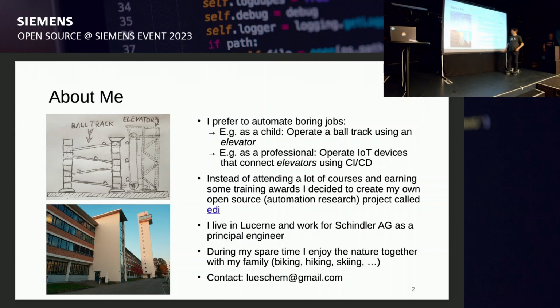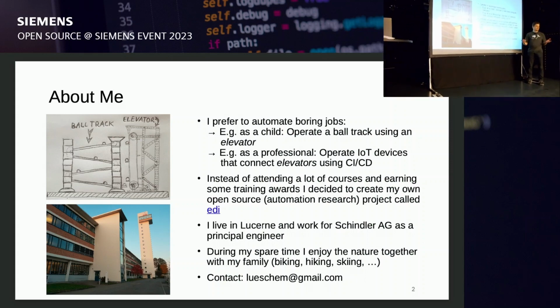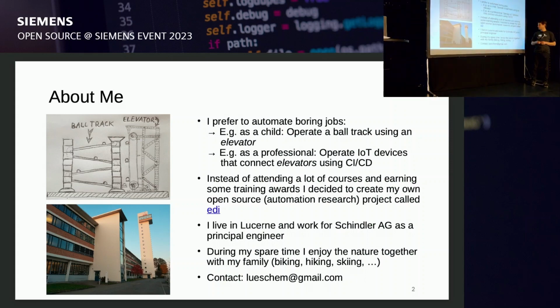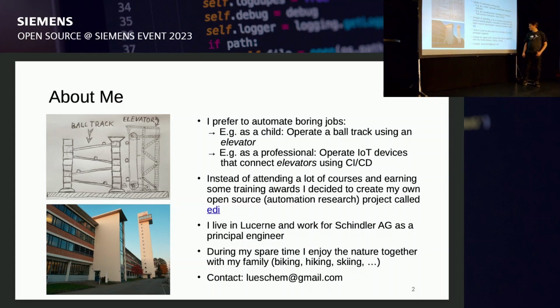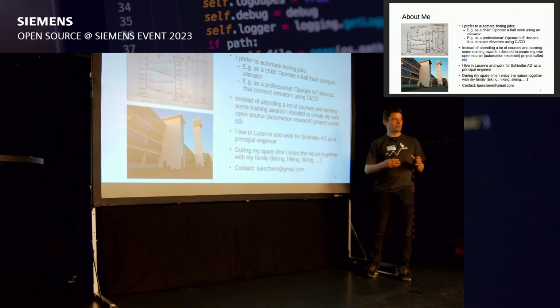So you will rather learn something about my open source project. I wanted to learn something new, something more about software. So I decided to do my own open source project, and you will learn a bit about this today. And of course, during my spare time, I also have some other hobbies. I have a family, so I enjoy being out in the nature. So that's even more a reason to automate stuff, to be efficient, right?